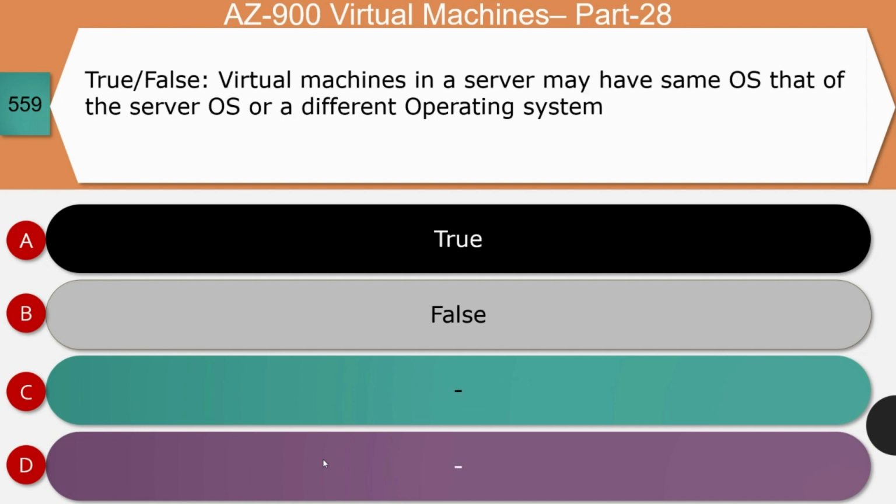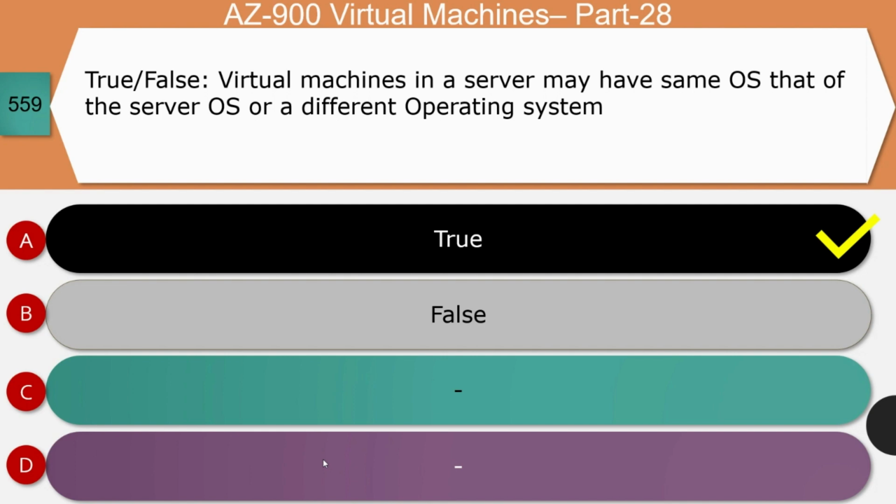Next question, true or false? Virtual machines in the server may have the same OS as that of the server OS or a different operating system. Is it true or false? The right answer for this question is true. Let's see the reason. Virtual machines in the server can have the same OS as the host server, or they can have a different OS. When VMs have the same OS as the host server, it is known as bare metal virtualization. This type of virtualization is efficient because virtual machines can directly access the host hardware resources, resulting in high performance.